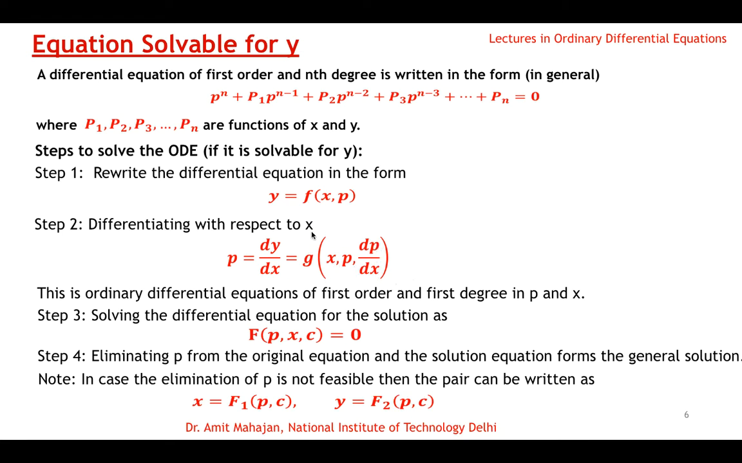It will be a first order first degree equation in p and x, so we can solve this to find a general solution, and then we can eliminate p between this equation and the original equation. That will be a solution. If p elimination is not possible, then we can write the solution as a pair: x as a function of p and c, and y as a function of p and c, from these two equations itself.